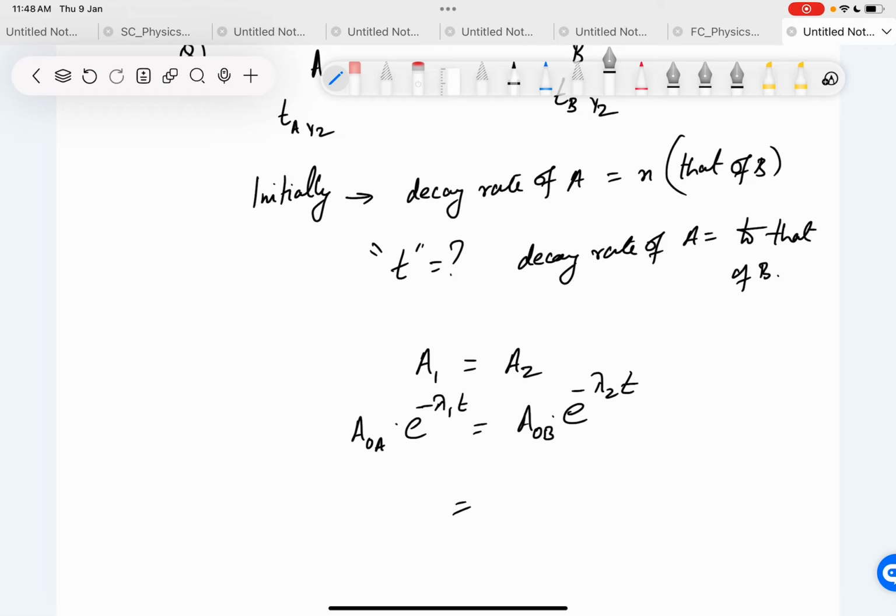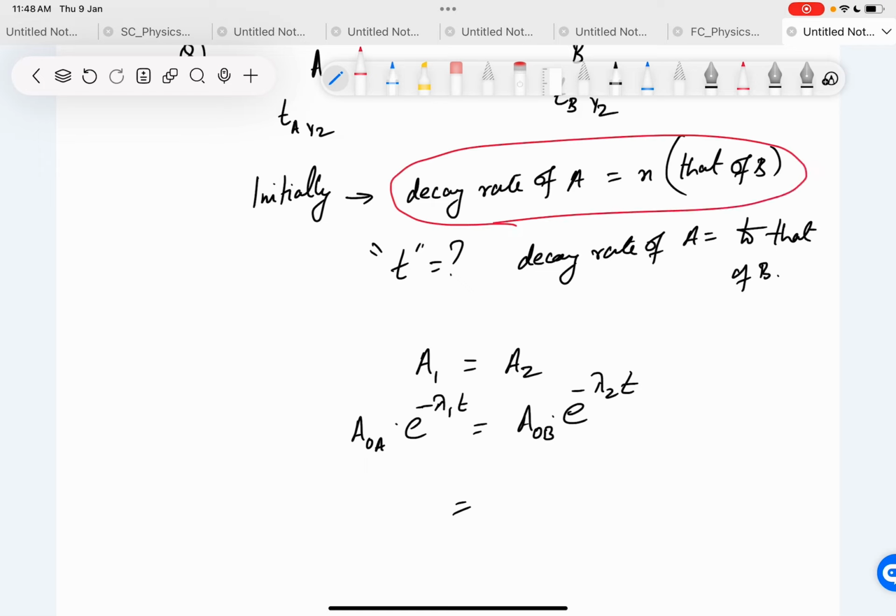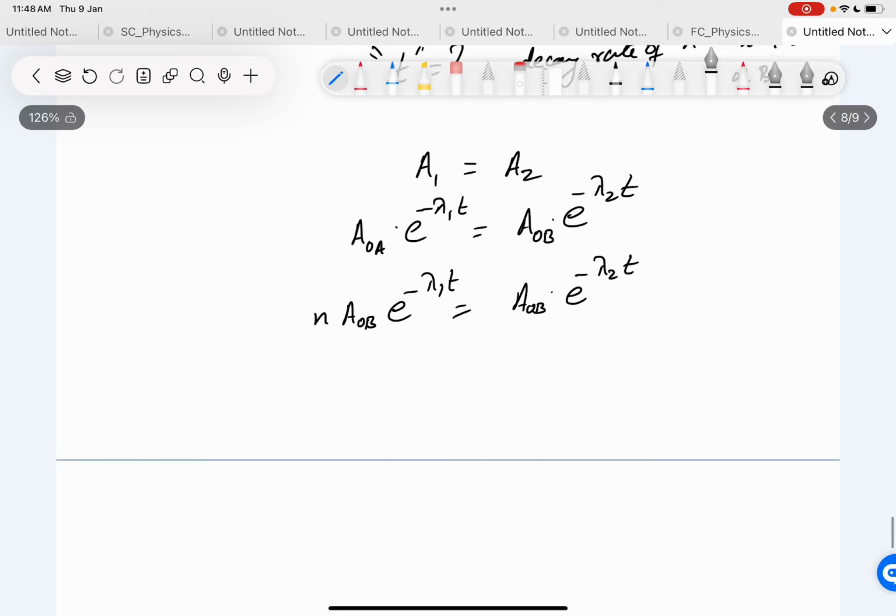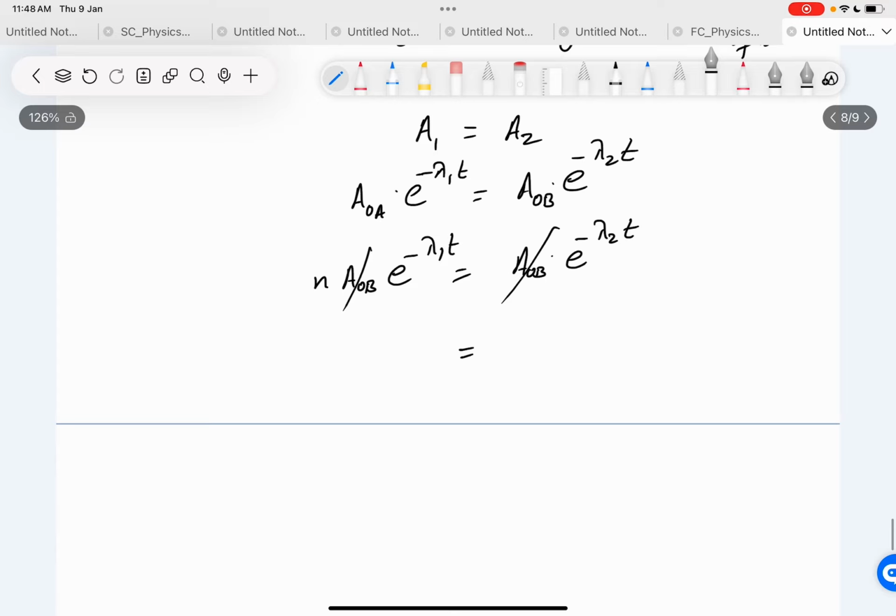Now what is said about the initial decay rate? That data we have. Fortunately we do have that. The decay rate of A is n times that of B. So let's substitute that over here. Initial decay rate of A is n times the initial decay rate of B, e power minus lambda 1 t. This side it is A naught B e power minus lambda 2 t. That's all, our job is done. You cancel these two and shifting the n over here to one side, you can always write e power minus lambda 1 plus lambda 2 t. On this side you have 1 divided by n.